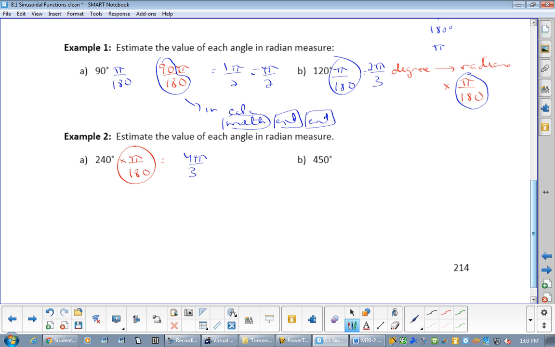Okay, now this one says estimate. Okay, but we don't have to on that one. That one works out nice. Okay, let's do the next one. 450. Multiply that by pi over 180. 5 pi over 2.